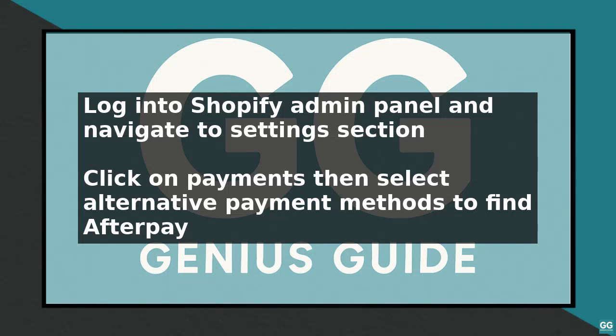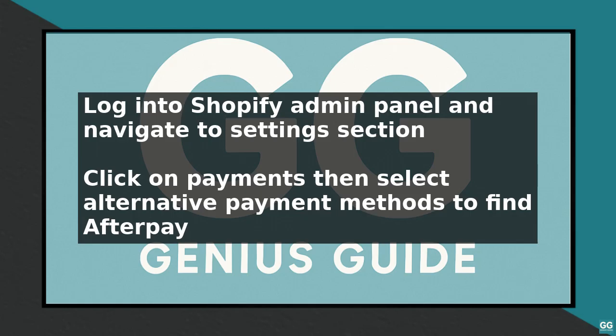To integrate Afterpay with your Shopify store, start by logging into your Shopify admin panel and navigating to the Settings section. Click on Payments. Then select Alternative Payment Methods. Here you will see a list of available payment gateways, including Afterpay. If you don't see Afterpay, you can search for it in the Shopify App Store and install it.